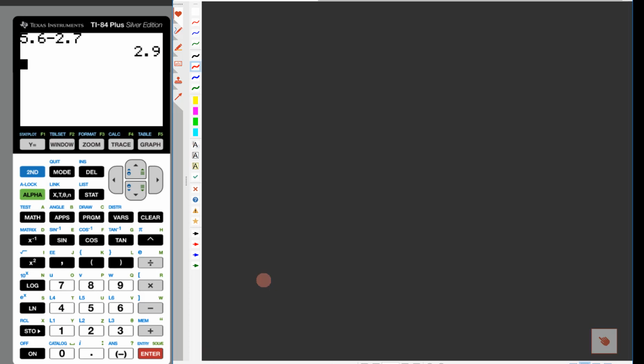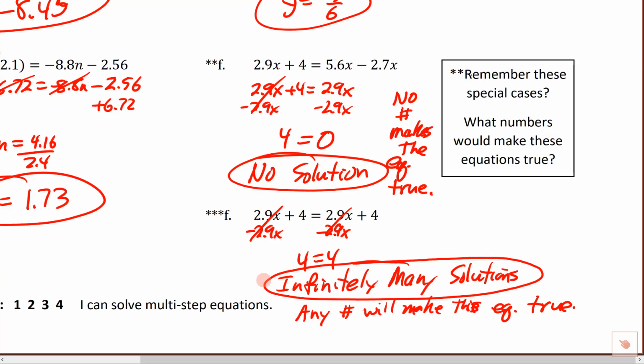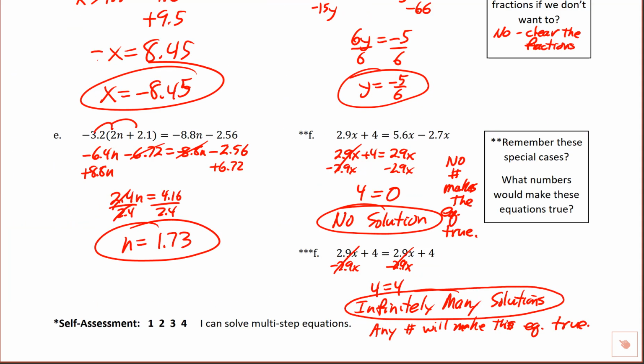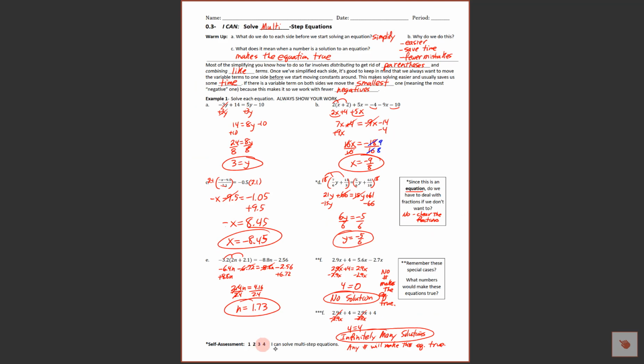Okay, so I'm going to bring this back to full screen here. We'll take a quick look at this. So we've solved a whole bunch of multi-step equations, used some of our cool inverse operations, cleared some fractions and everything. And what you need to do now is you need to rate yourself on how well you understand these multi-step equations on a 1 through 4 scale.